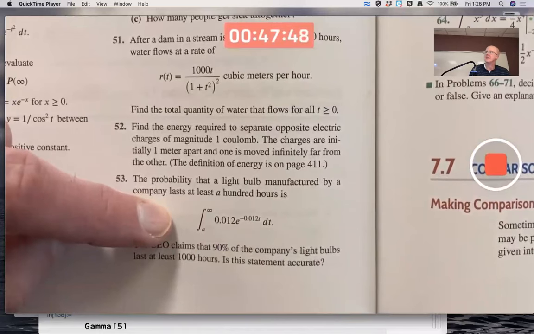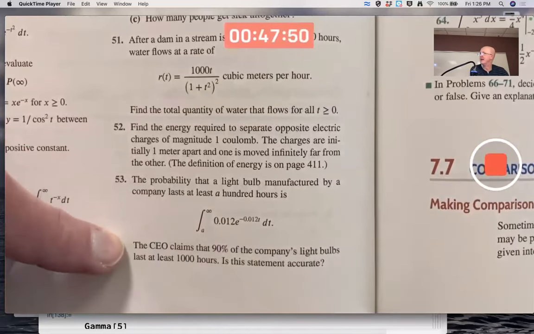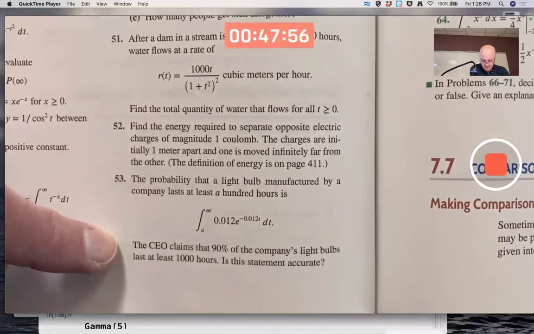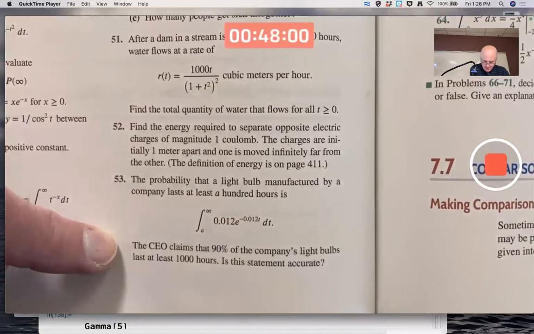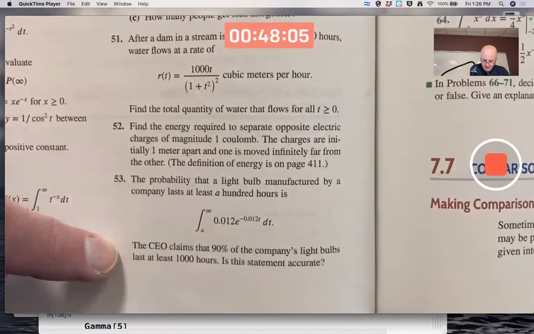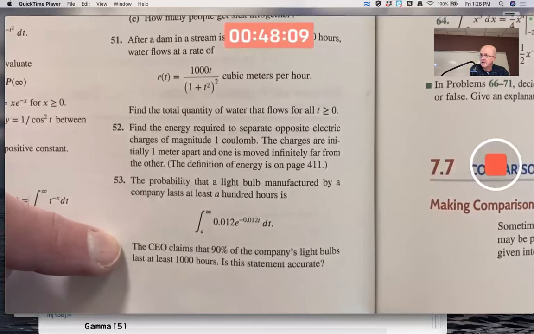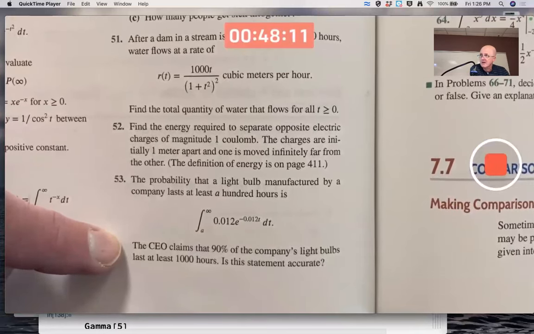Do the integral when A is 10 and see if you get an answer of 0.9 or more. If you do, then the CEO is right. 90% last 1,000 hours or more. If you don't, then the CEO is wrong. You're supposed to do the integral.